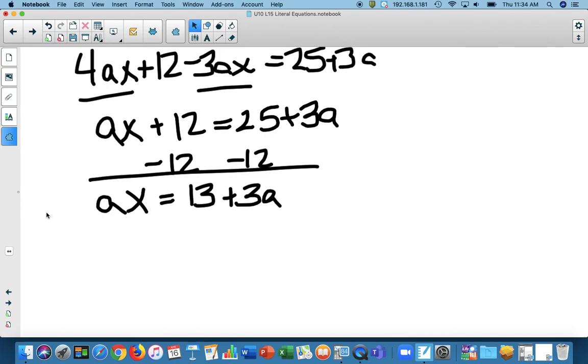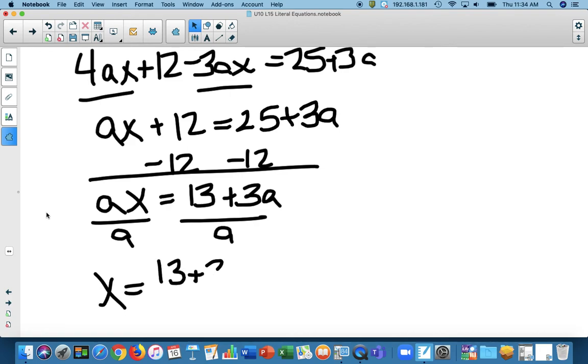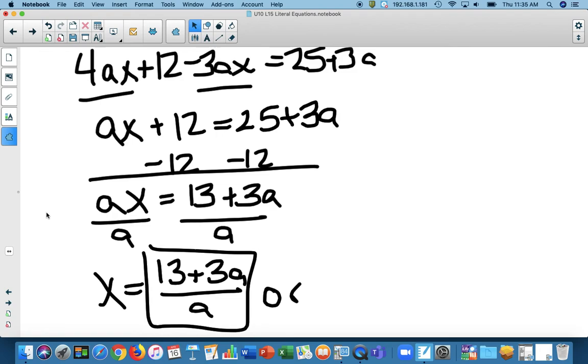My last step to get x alone is just divide both sides by a. So x is equal to 13 plus 3a divided by a. Or if you really want to break it down, x is equal to 13 over a plus 3, because the a's would cancel out in that situation. So whichever answer you want to put, both answers are fine. But make sure, again, x is alone. That's your goal here, to get x isolated.